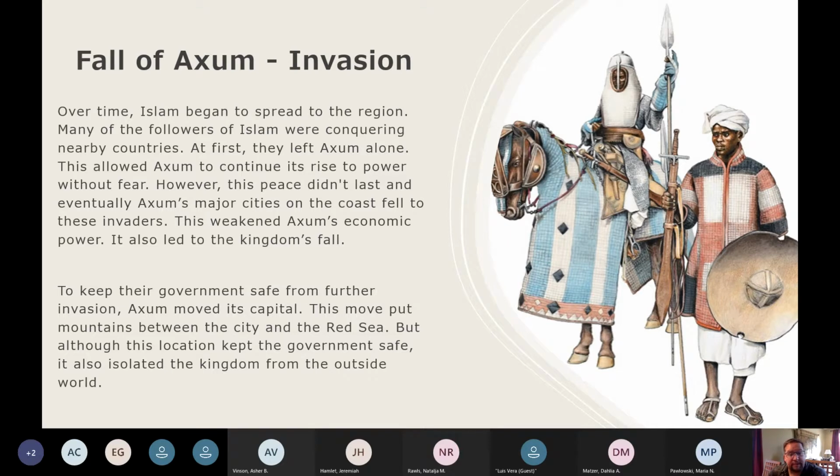But to keep their government safe from further invasion, Axum actually moves its capital and puts it in the mountains between the city and the Red Sea. But even though this location kept the government safe, it also isolated the kingdom from the outside world. So they didn't have any more trade or anything like that that made the country the great country that it was.